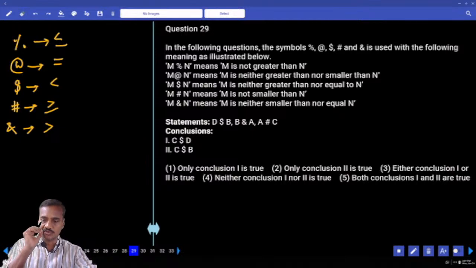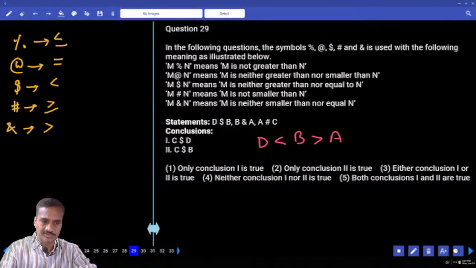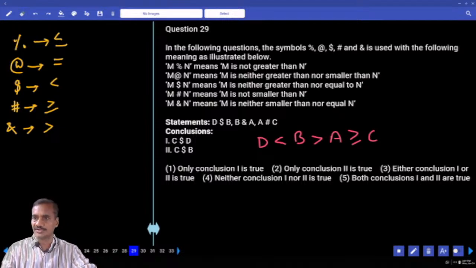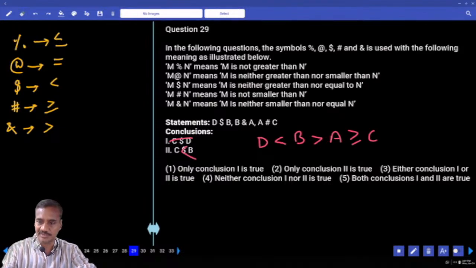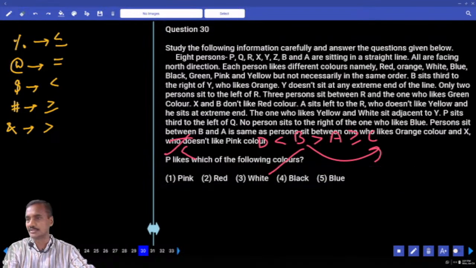Then the 29th one. D dollar means D lesser than B. B greater than A. A hash means A greater than or equals to C. From B to C we can find out the relation. And C dollar means C less than D. Now C less than D, C and D have opposite symbols. And C and B, dollar means C lesser than B. B greater than C, C lesser than B. Only two, choice 2 for question number 29.